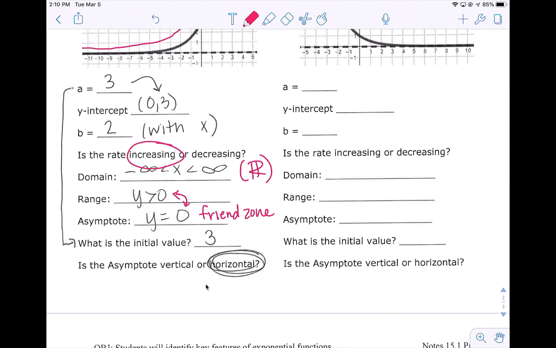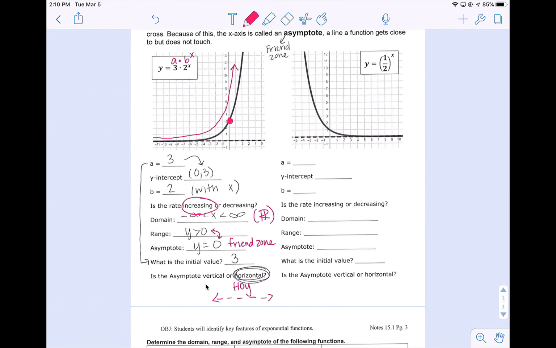And then your initial value is where you started, which is also your a value, and then this asymptote is a horizontal line. Your asymptotes should always be horizontal with these because they're always going to go side to side.